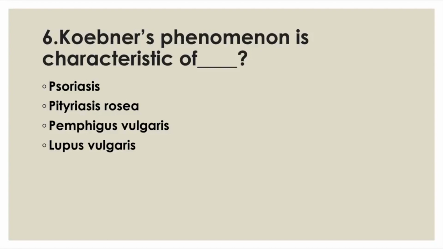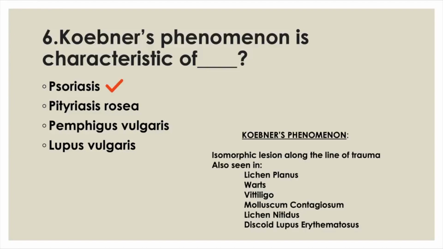Koebner's phenomenon is characteristic of option A, psoriasis, option B, pityriasis rosea, option C, pemphigus vulgaris, option D, lupus vulgaris. Answer, option A, psoriasis. Koebner's phenomenon is an isomorphic lesion along the line of trauma, also seen in lichen planus, warts, vitiligo, molluscum contagiosum, lichen nitidus, discoid lupus erythematosus.